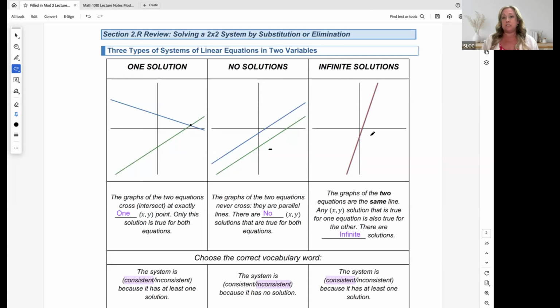And the last option, the third option that we have, is we could have infinite solutions. If we had coinciding lines, meaning one line on top of another line, that's what this graph is representing. The graphs of the two equations are the same line. Any solution that is true for one equation has to be true for the other equation. So there are infinite solutions on this because every single point on this line will be a solution.